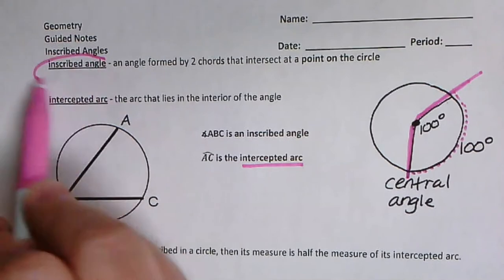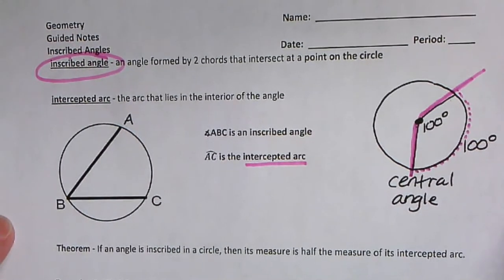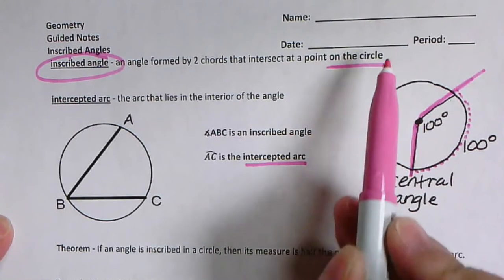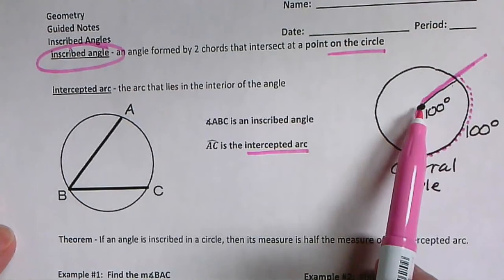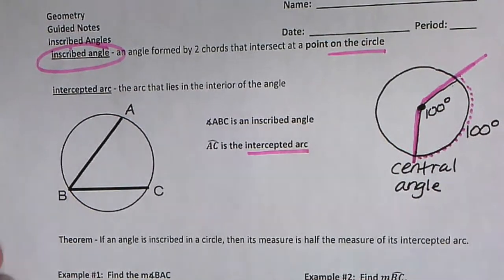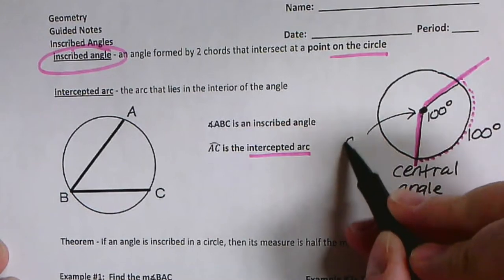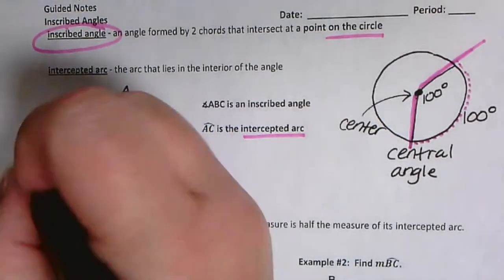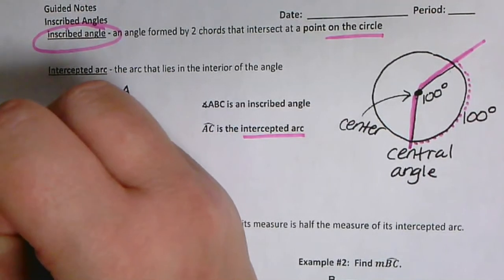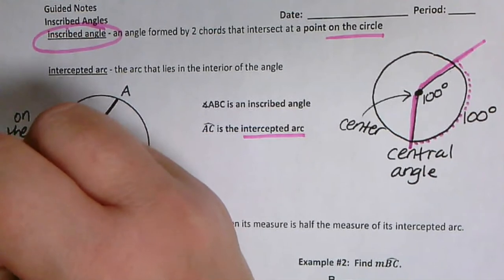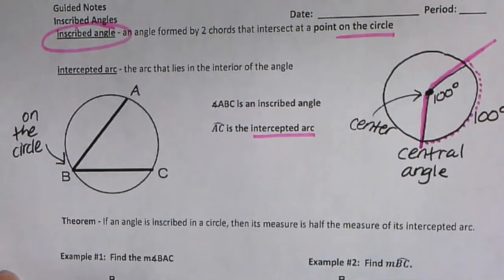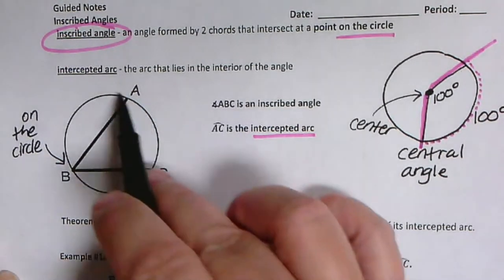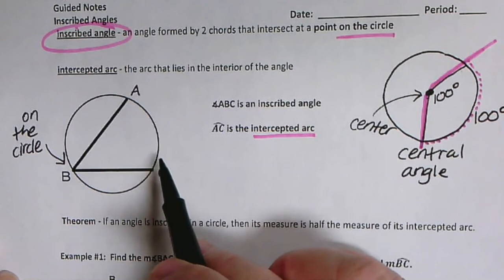So an inscribed angle is formed by two chords that intersect at a point on the circle. So the key thing there is the on the circle. For a central angle, the vertex is at the center of the circle. Let's go ahead and write that. The vertex is at the center. Whereas for an inscribed angle over here, the vertex, point B, is on the circle itself. Remember, on the circle means sort of on the perimeter there. The circle itself is the ink that goes all the way around. We don't consider that the outside or the edge of the circle.